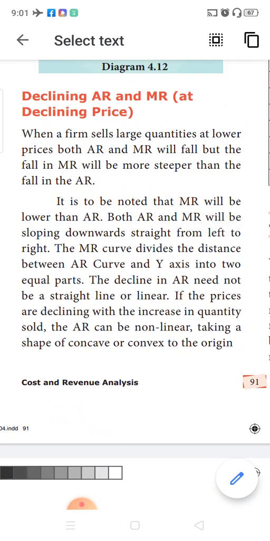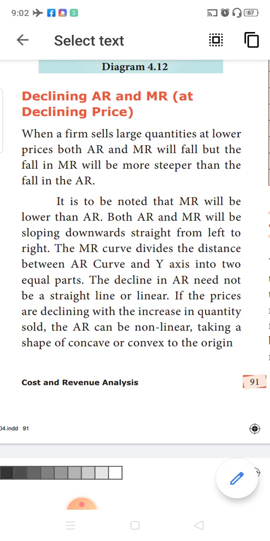Normally, when firms want to sell large units, they will have to reduce the price of the commodity. Price is nothing but average revenue. When AR is falling, what will happen to MR? MR also will fall. But which is falling faster? MR is falling faster. It is touching 0.